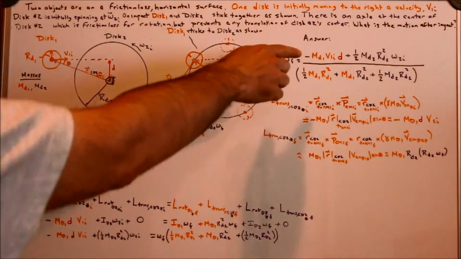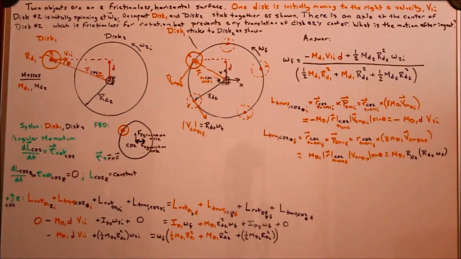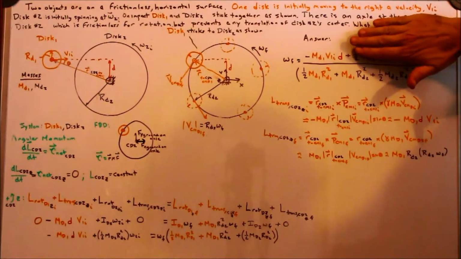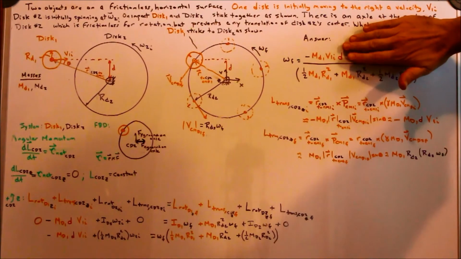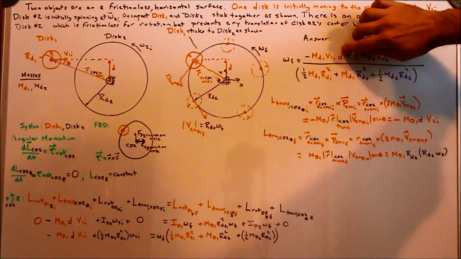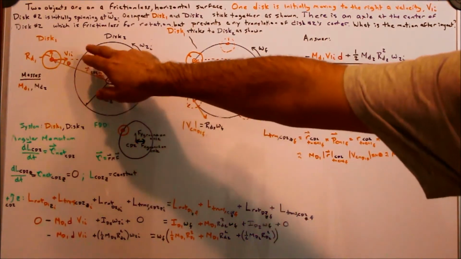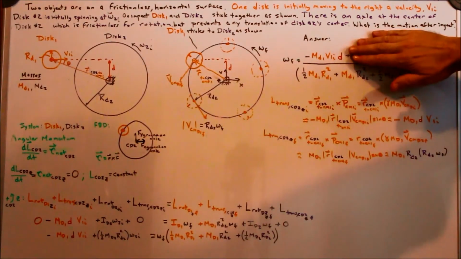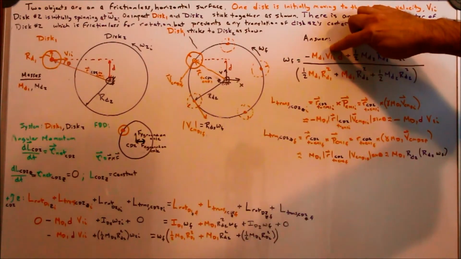You can also see from this equation, what if disk 2 wasn't initially spinning, and this term was 0, then this would be 0, and you can see that the final angular frequency would be proportional to how far off center this disk hit, d, and also proportional to the initial velocity.